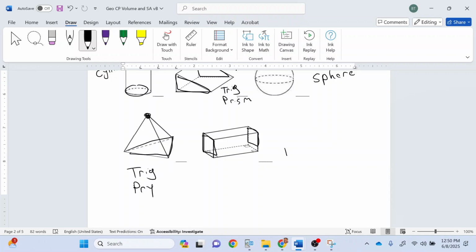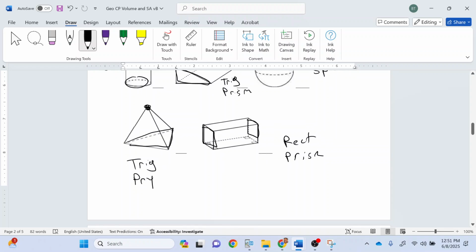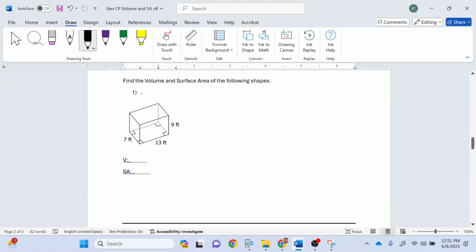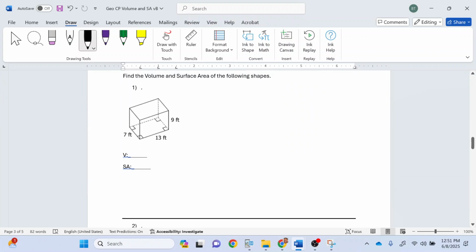Now, this is considered a rectangular prism. You could argue, Mr. Tobel, if this is a square, is it a square prism? I would say, yeah, it is a square prism, but all squares are rectangles. So we are lazy and we just call it a rectangular prism. All right, let's find the volume for this.